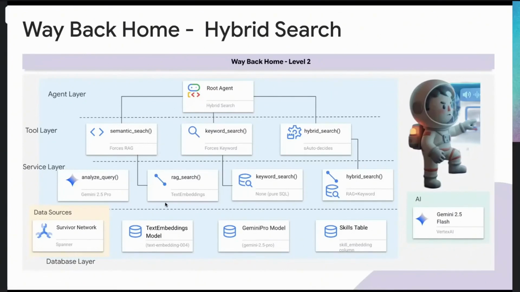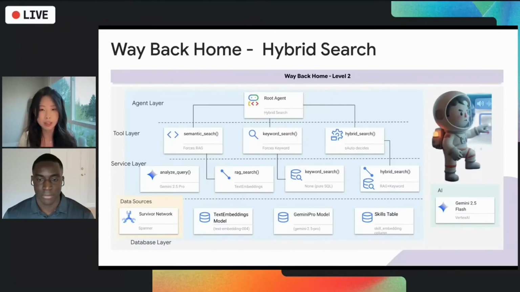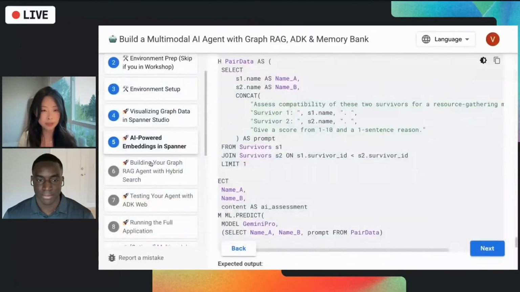So whenever I ask this agent a question, like who has this magic skill, or who can help with this injury, I'm expected to use one type of search, and if it's semantic search, it will use the RAG search, and then it will use the embedding model I created over here. So now let's get to the lab.